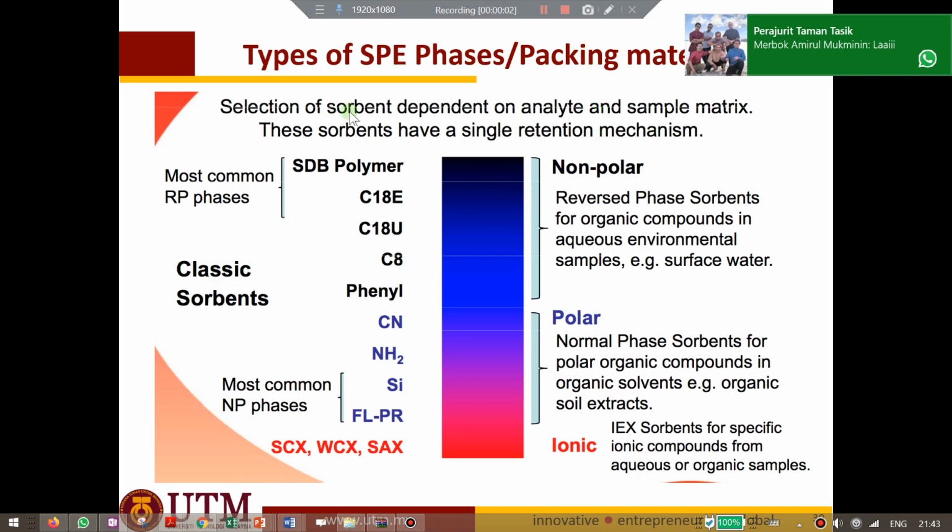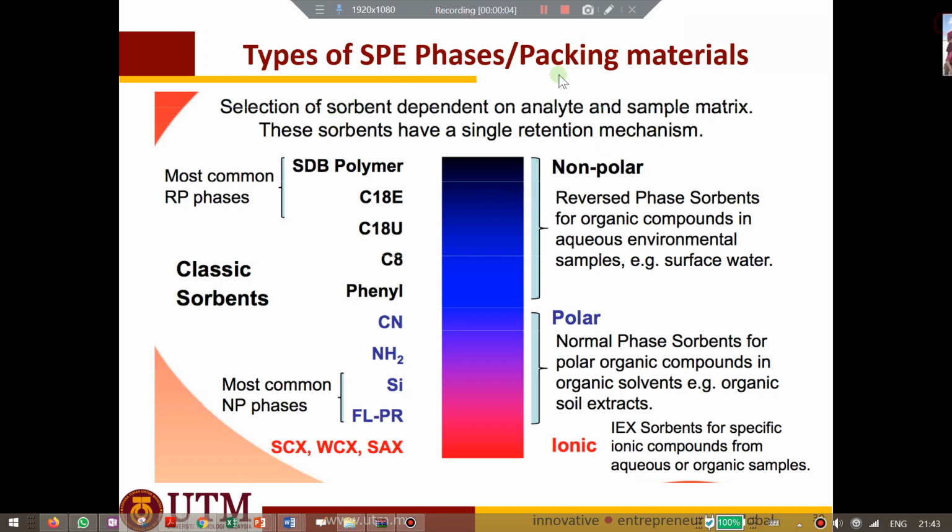Alright, now we look into the types of SPE phases or packing materials. Selection of sorbent depends on the analyte and sample matrix. The sorbent has a single retention mechanism. This is a type of sorbent you don't need to remember. But if you have heard about C18, it is mostly a non-polar sorbent. So here we have the non-polar, the polar, and the ionic.